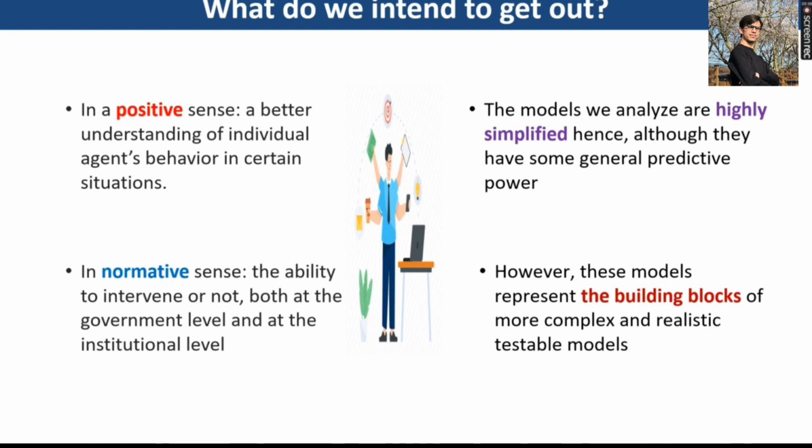And in a normative sense, we get the ability to intervene or not, to analyze the situation. Either we are going to intervene or not, both at the government level and also at the institutional level. We should have the ability to find out this logic, to intervene or not, at the bigger level, which is the governmental level, and at the smaller level, which is the institutional or individual institutional level. And the models we analyze are highly simplified in microeconomics, although they have some general predictive power.